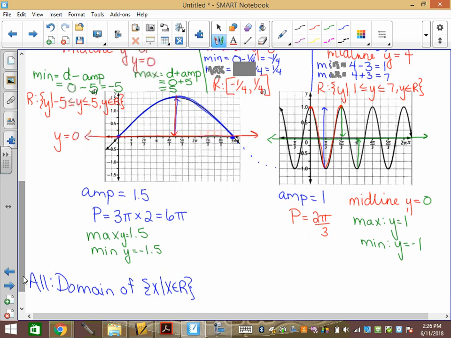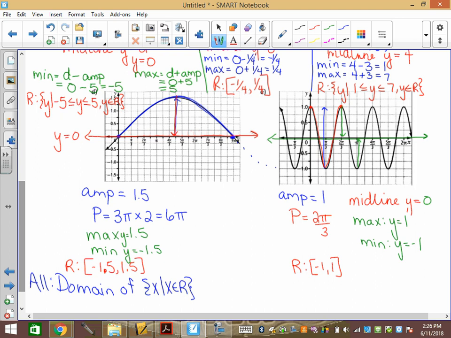And then this one, -1.5 to 1.5. And this one would have a range of -1 and 1. Okay? So they can just ask you stuff about a graph or ask you stuff about an equation, and you need to know the difference.